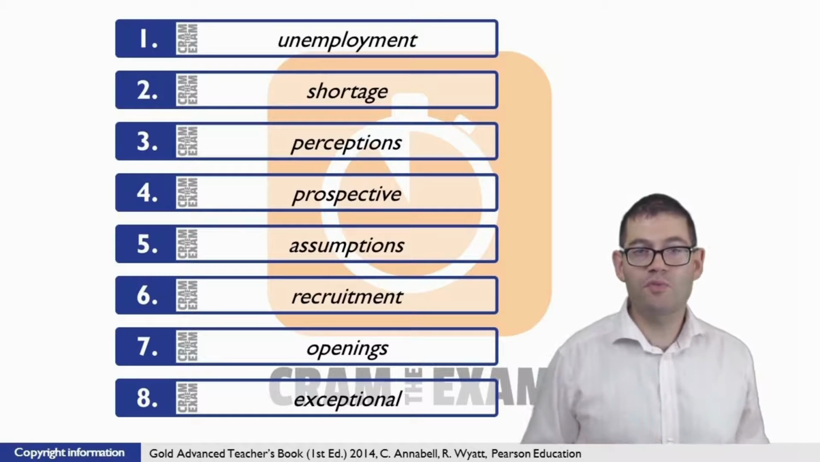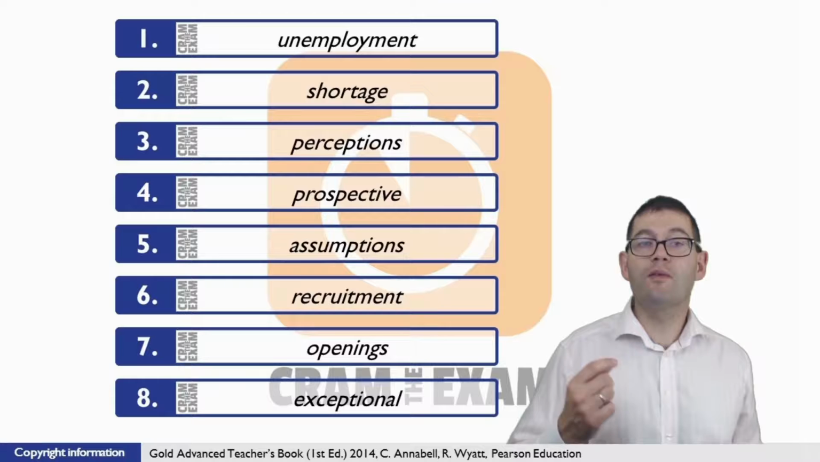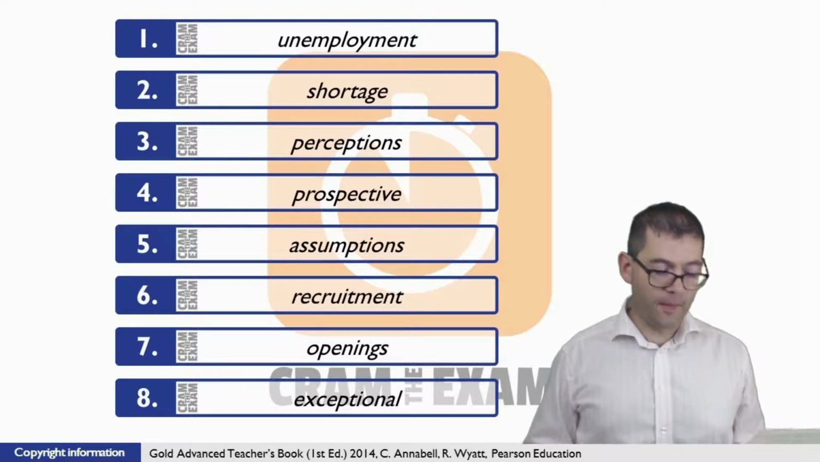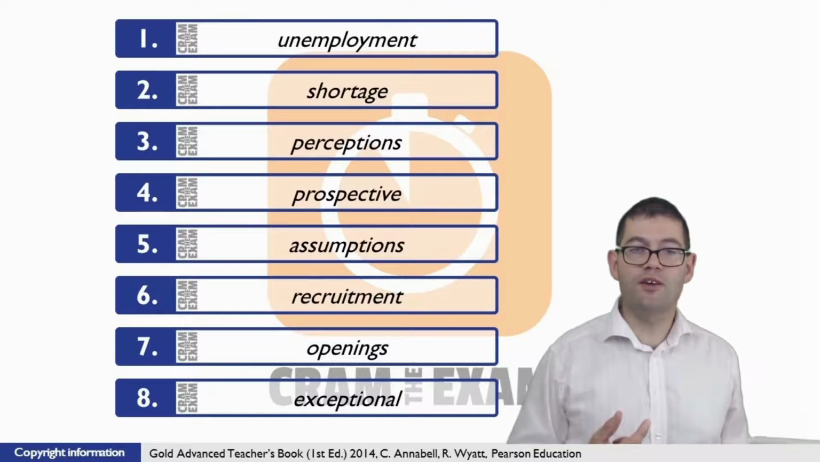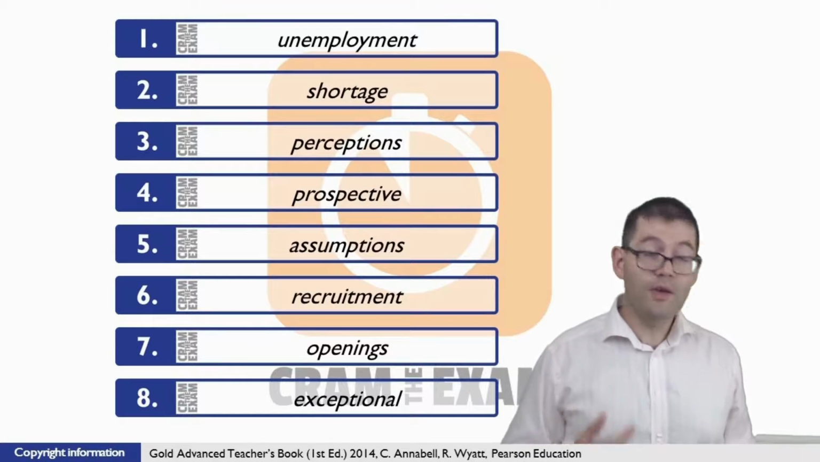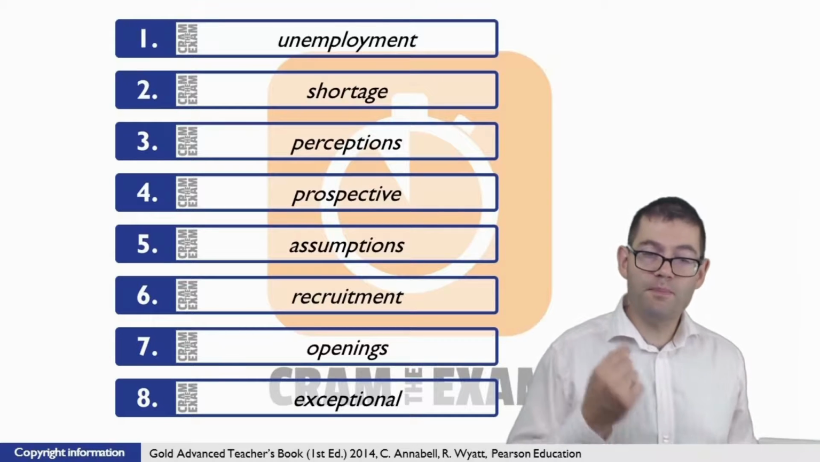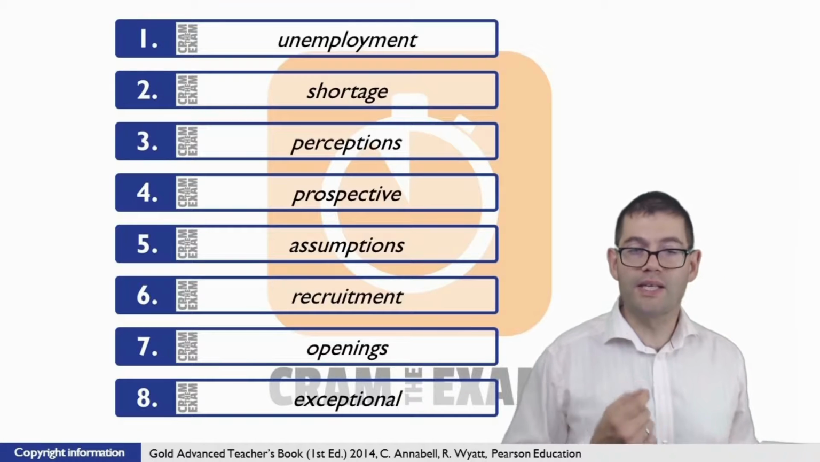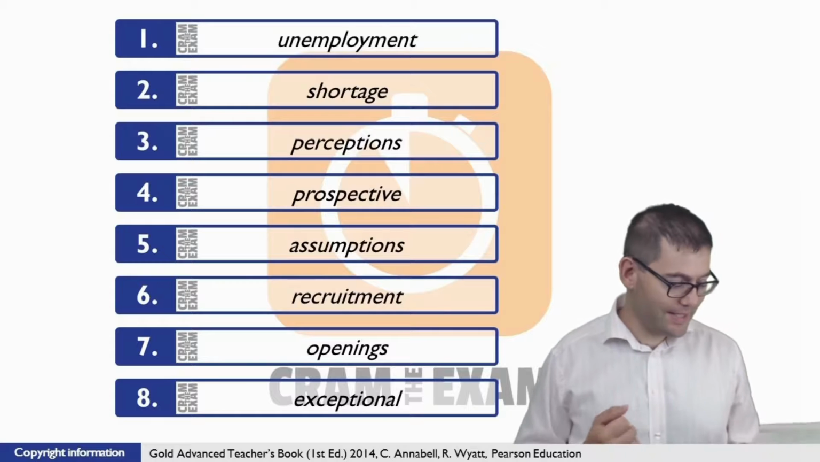Question number 7, just before the gap, there is an adjective. What is that adjective modifying? Which noun is it modifying? Of course we don't know, which is why we've got to include it. And if we have a look at the stem word, it is open, which means that we can either say opening or openings. And the reason why it's the plural form that we need is because of the word many before career. Many career openings.